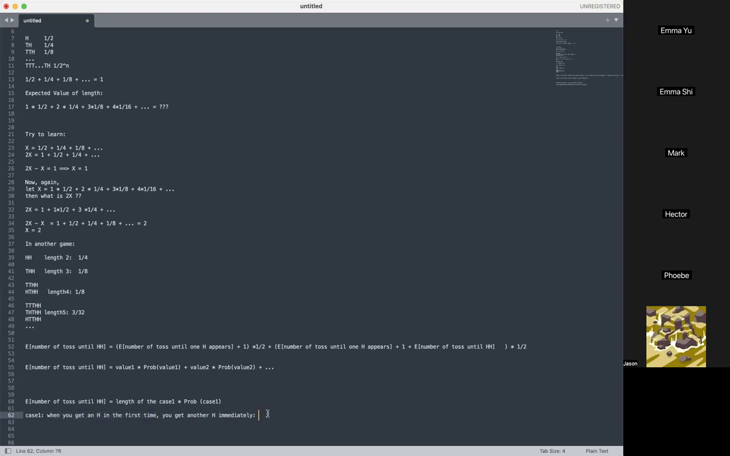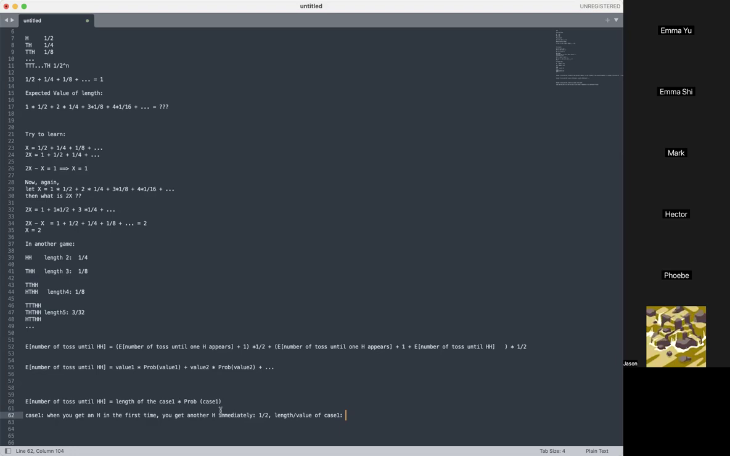It's just 1/2, right? Because you can either get an H follow or get a T follow, right? Okay. So the probability of case one is just 1/2. And what is the length, or we call it value, of case one? So the value or length of case one is just how many times you toss until you get a first H and then get an H immediately.